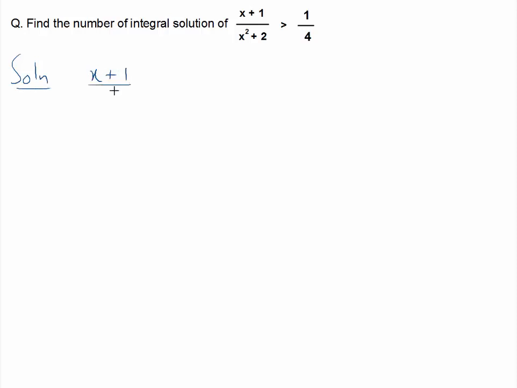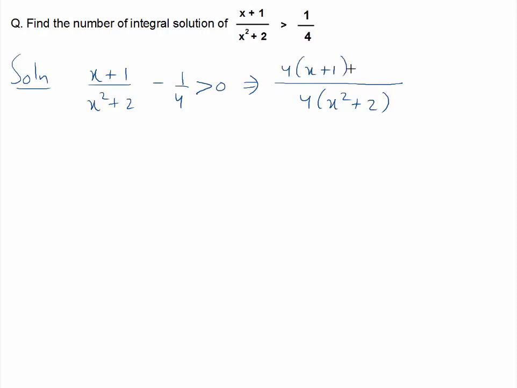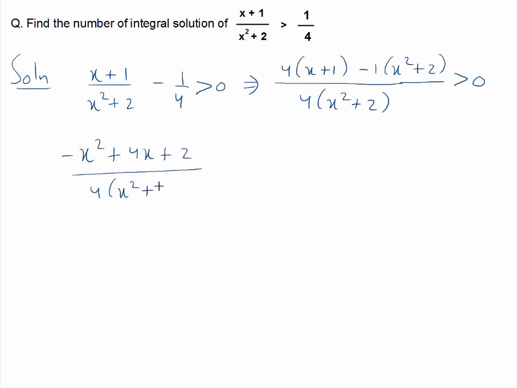So this will become x square plus 2 minus 1 by 4 is greater than 0. So let's take LCM. So that would be 4 times x square plus 2. Now 4 will get multiplied to this and we will get 4 times x plus 1, minus 1 will get multiplied to this. We will get 1 times x square plus 2. And this is greater than 0. So the numerator will become minus x square plus 4x plus 2, divided by 4 times x square plus 2, is greater than 0.